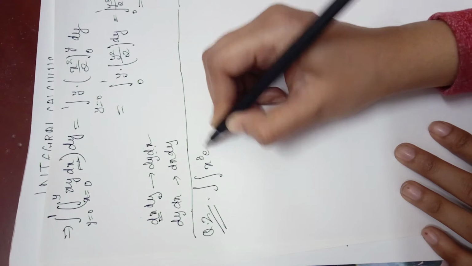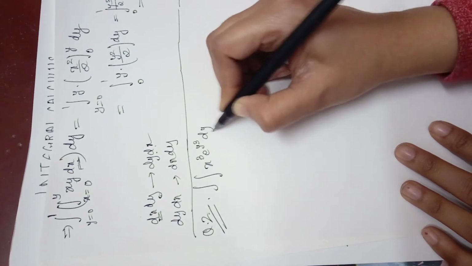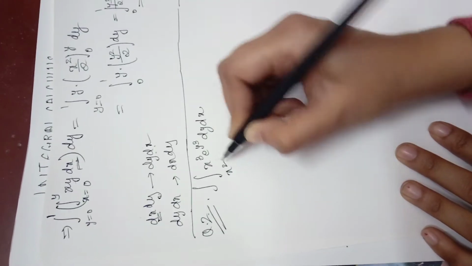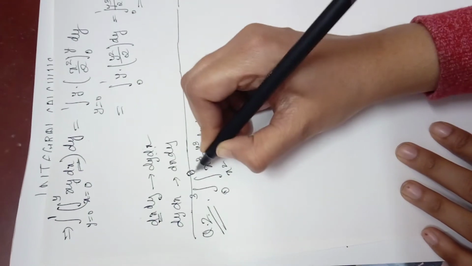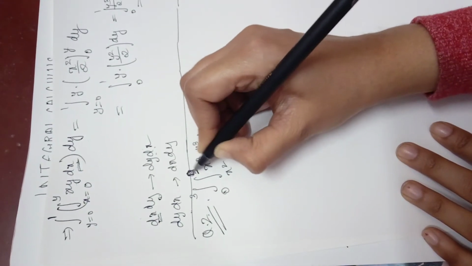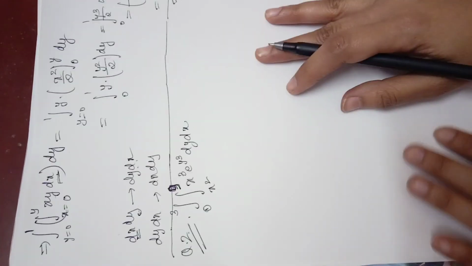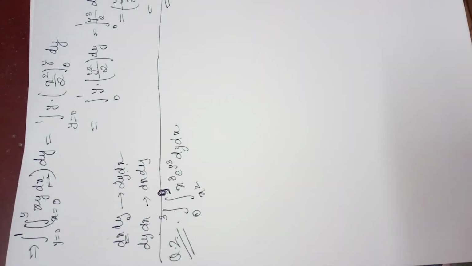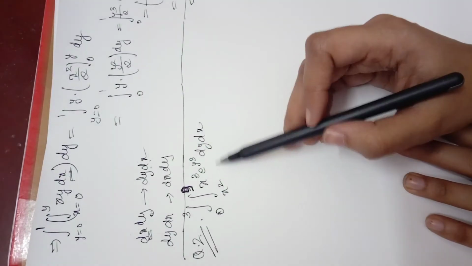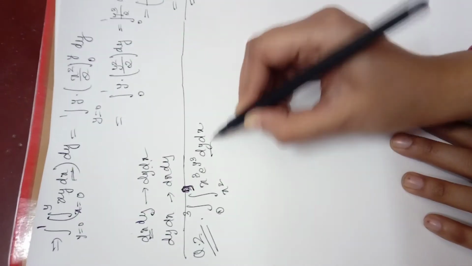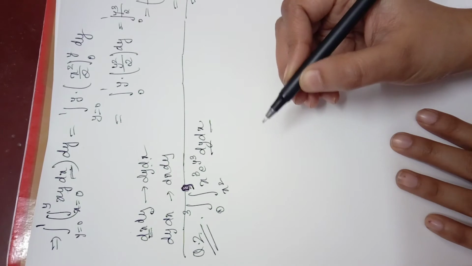x cube e to the power y cube dy dx, x square 3, 0 to 3, sorry, this is 9, 0 to 9, and this is dy dx. Okay, now we are asked to solve this question by using the order of change of integral. Here first of all, see this question. This is y first and then x, right?